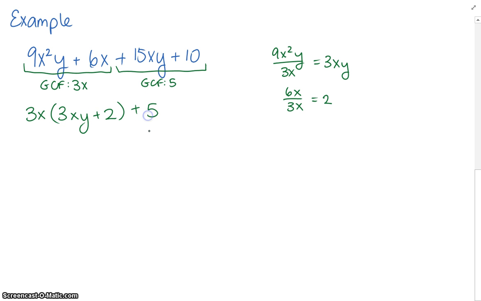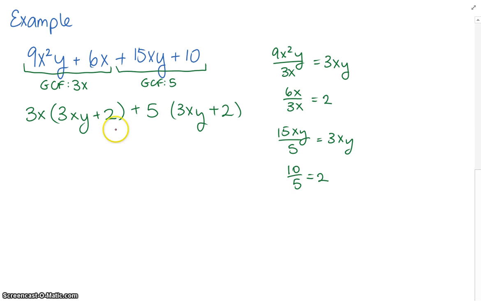If I take the greatest common factor of the last two terms, and I take my 15xy and divide it by 5, I'll get 3xy. And if I take 10 and divide it by 5, I will get my 2. Again, the key thing that you need to have is the exact same thing in the brackets. Based on distribution, the 3x is getting distributed to that binomial, and the 5 is getting distributed to that binomial. So there's our factored form.